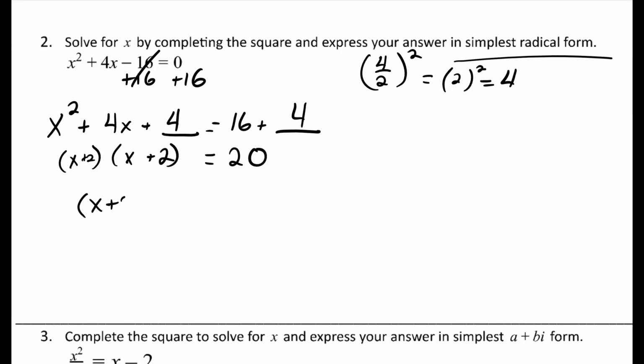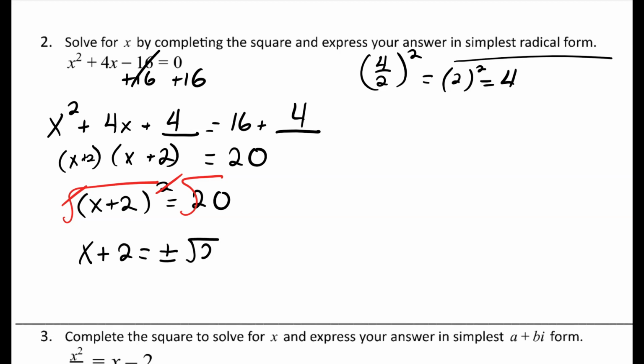Now that'll happen every time that you can write it as a binomial square, because the whole idea is once we have it in this form, we can take the square root on both sides to get rid of that exponent of 2. So my next step is just x plus 2 equals plus or minus radical 20.